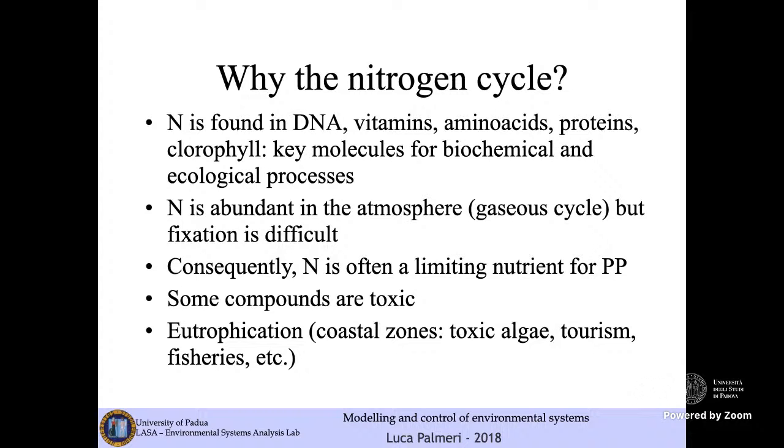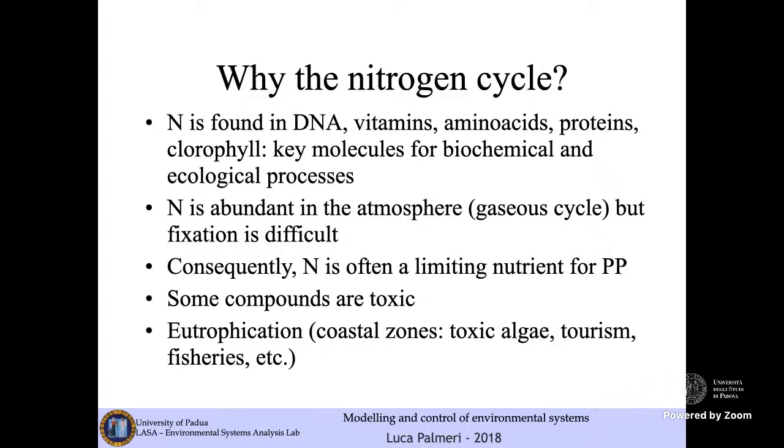biochemical cycle. Why understanding the nitrogen cycle? It is so important. For one thing, nitrogen is found in DNA, in vitamins, in amino acids, in proteins, in chlorophyll. So these are all key molecules for biochemical and ecological processes.